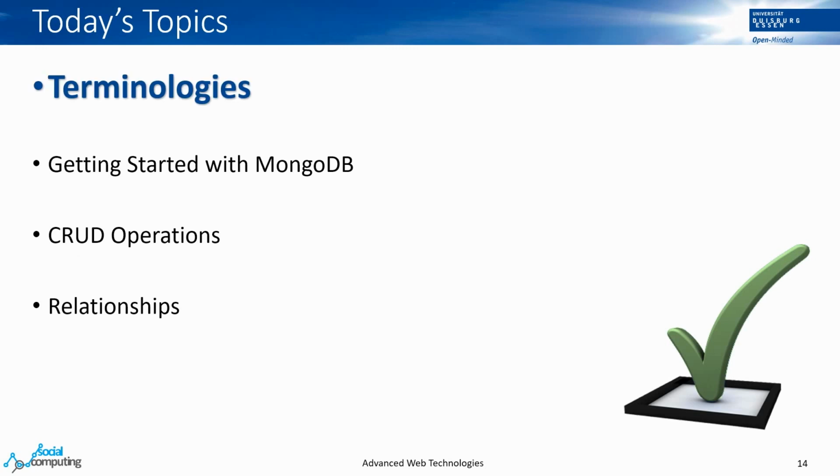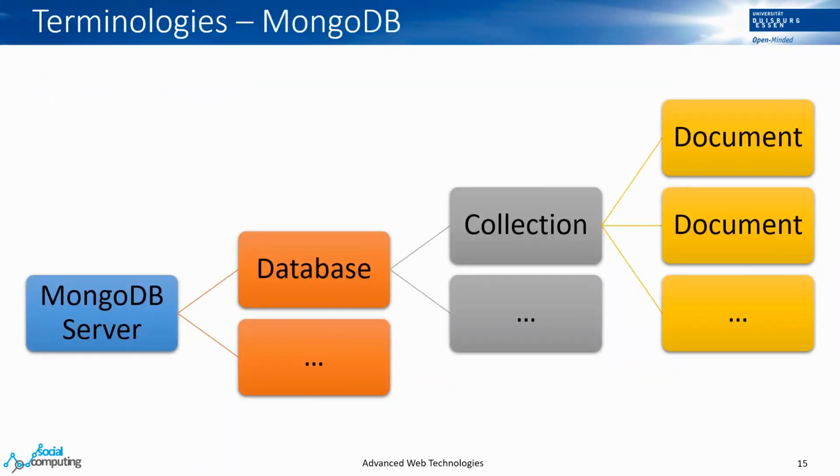So starting with the terminologies, MongoDB follows a hierarchical approach. We have the MongoDB server at the top, and in this server we have different databases, and then each database has collections, and in each collection you can have multiple documents, and of course in documents you will have different attributes or fields.